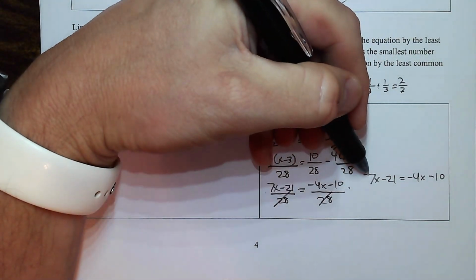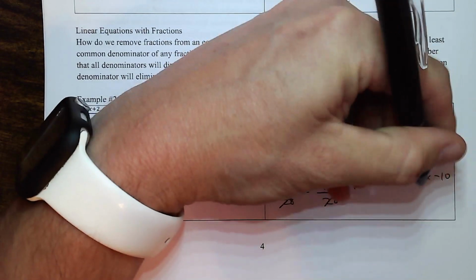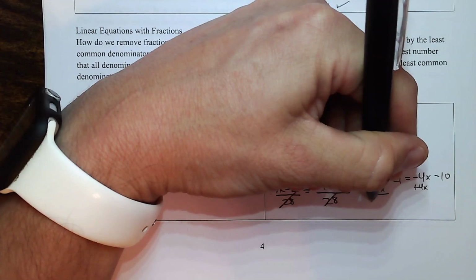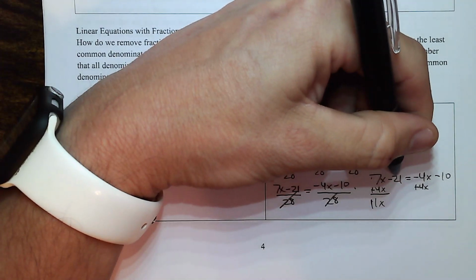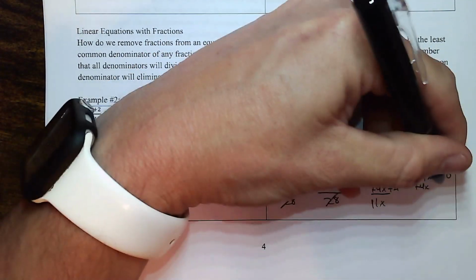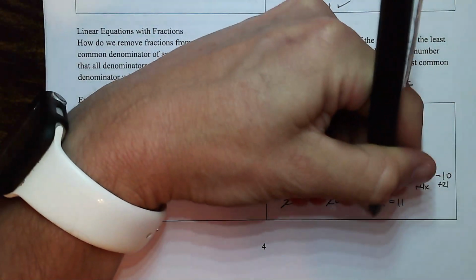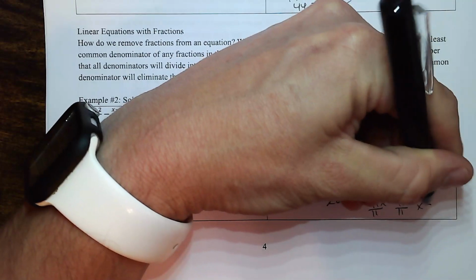My recommendation when you have variables on both sides is to move the one with the higher coefficient. The higher coefficient is 7, so I'm going to move my variables to the left. So add 4x, that'd be 11x. Here, if my variable's on the left, that means my number's going to go on the right, so I'm going to add 21. 11x equals 11, divide by 11, divide by 11, x equals 1.